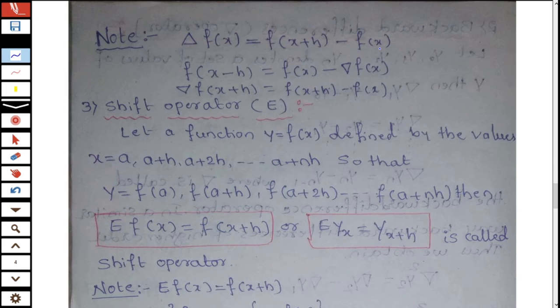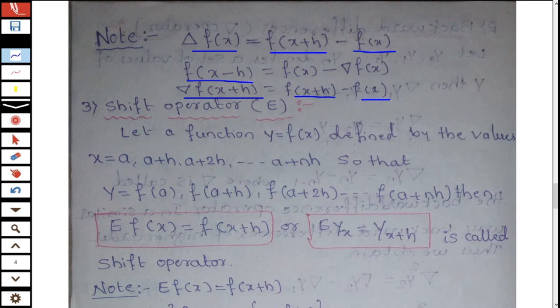The next one, these are the important formulas, that is a note. Delta of f of x equals f of x plus h minus f of x. In place of this, take f of x minus h; that is, del f of x, the backward difference, equals f of x minus f of x minus h.